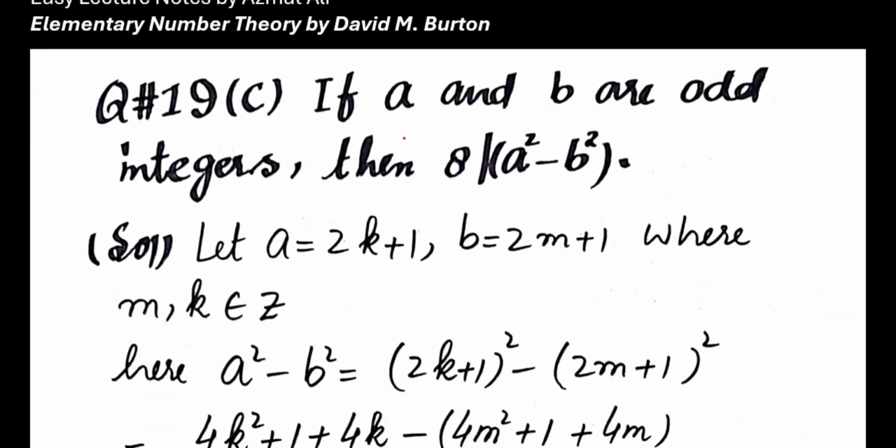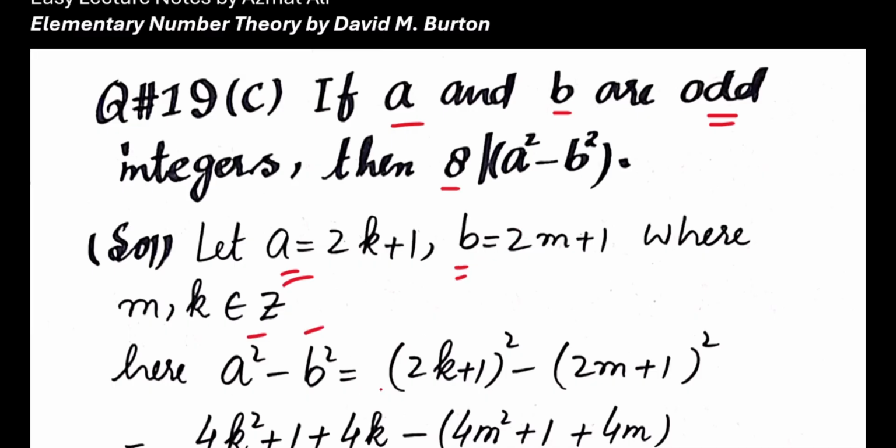In the C part, we have to show that if a and b are odd integers, then 8 divides a² − b². It is given that a and b are odd integers. So we will take the form of an odd integer here: a = 2k + 1 and b = 2m + 1, where m and k are integers. Now substitute these values of a and b in a² − b².